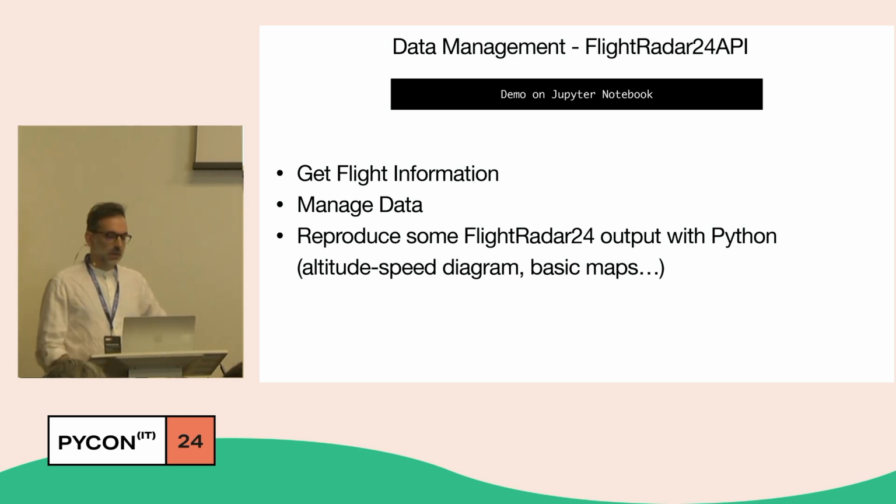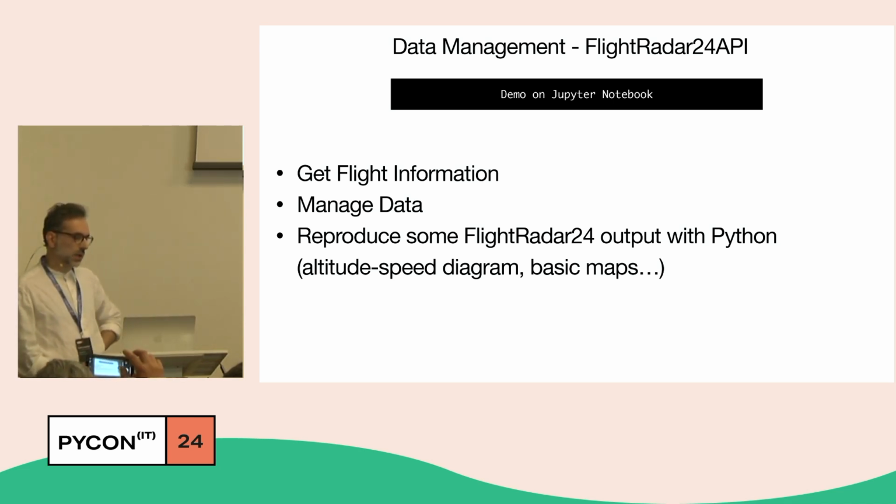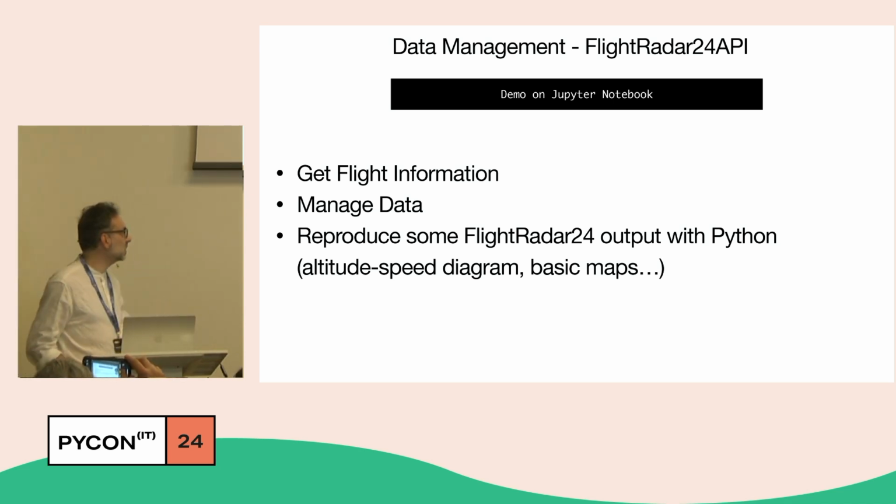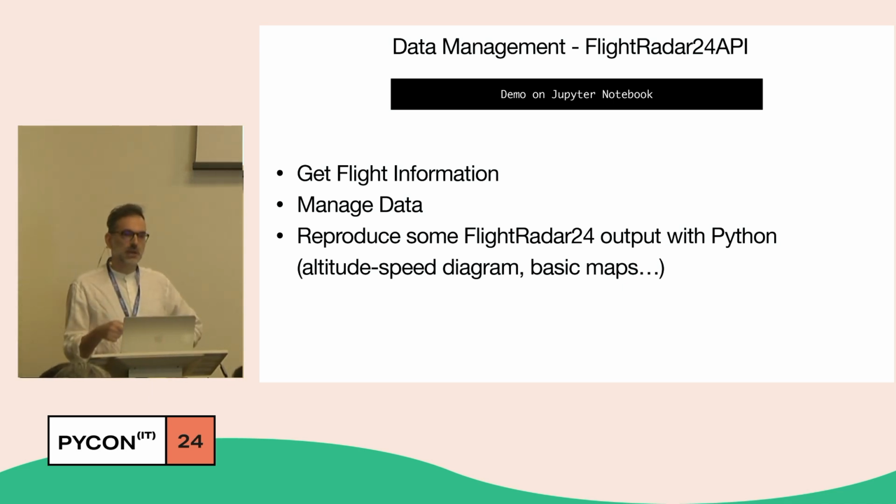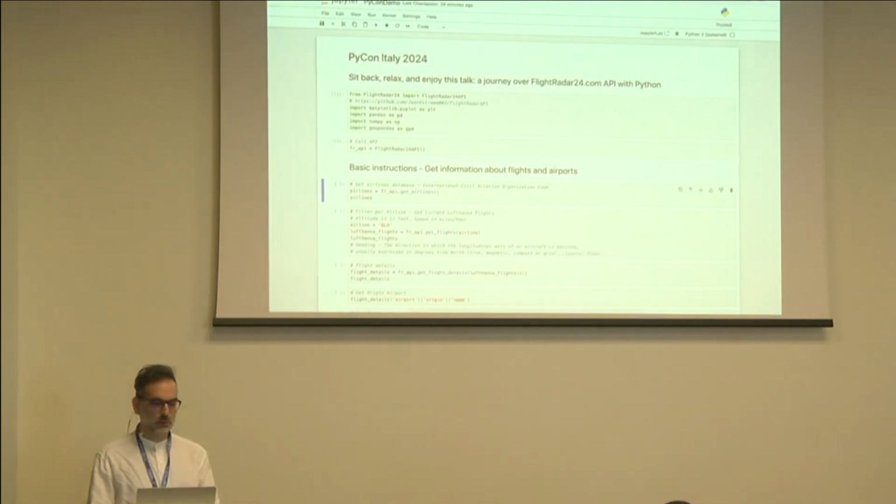So the idea of the talk is to try to do a risky demo on a Jupyter notebook and to try to get some data and try to reproduce some altitude speed diagrams, some basic maps about some flights around Florence and in general on the website. So I'm going into here.